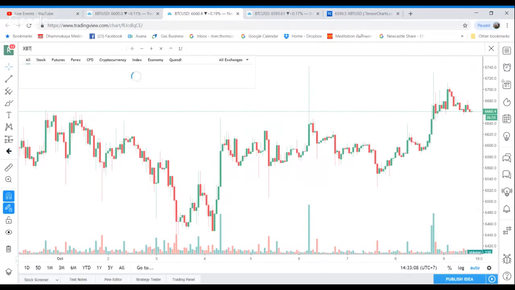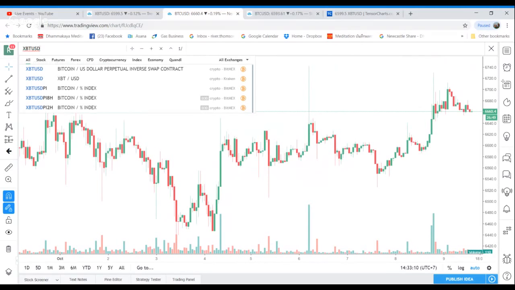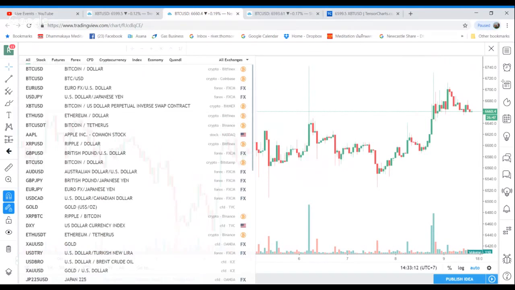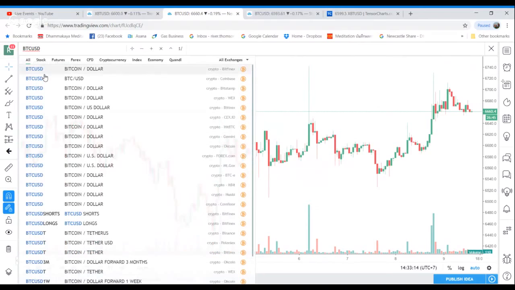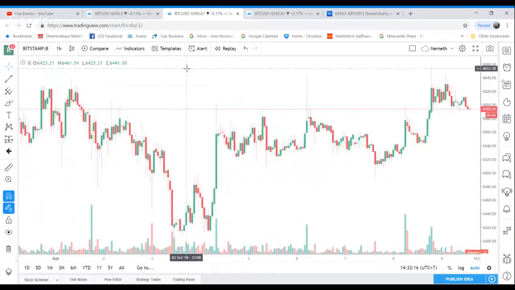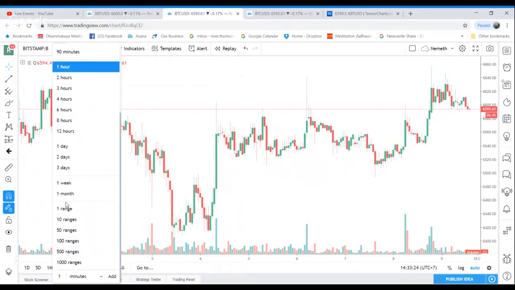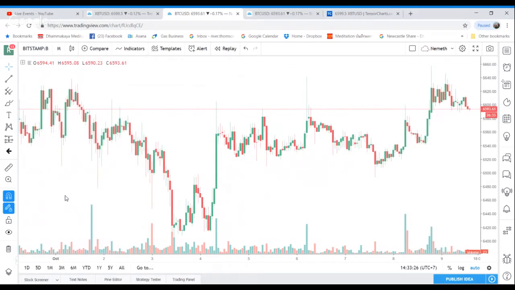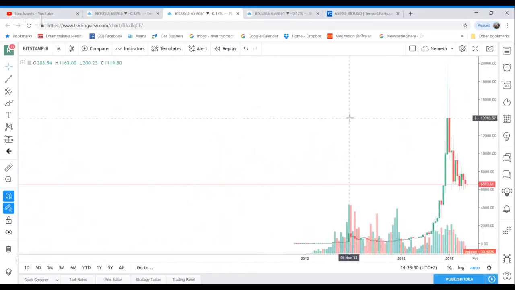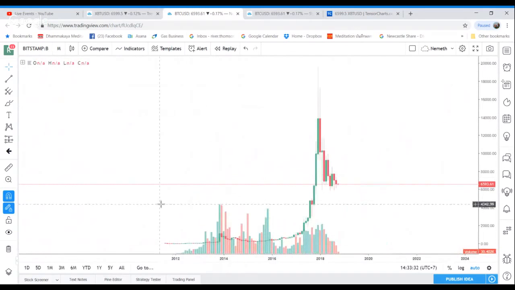I'll do this on XBT USD. Actually, no, I'm not. I'm going to use Bitstamp for this one because I want a long-term version of this. And if you're using long-term charting, as in monthly, weekly, you really only got Bitstamp as a choice. Just look at that, all the way back to 2011, August.